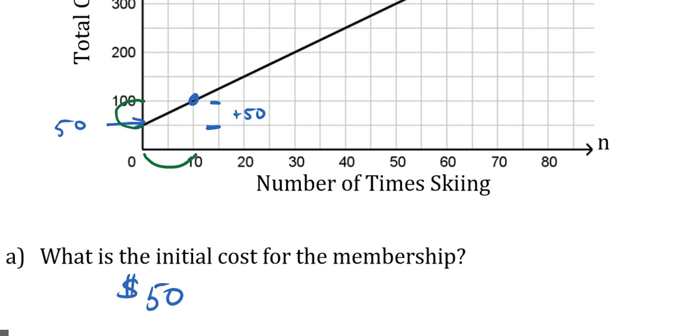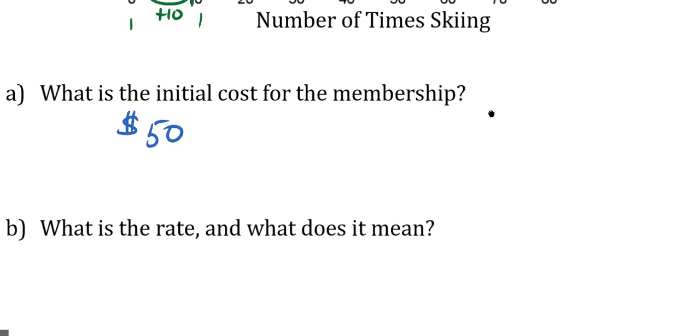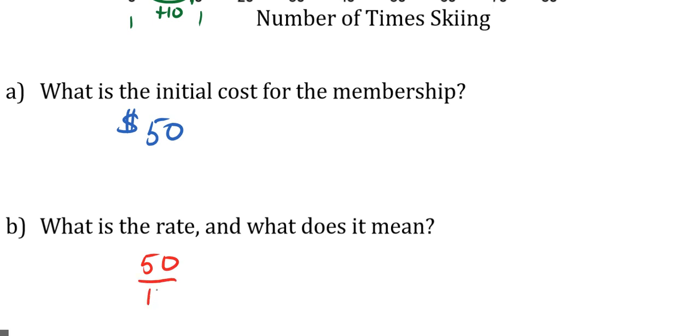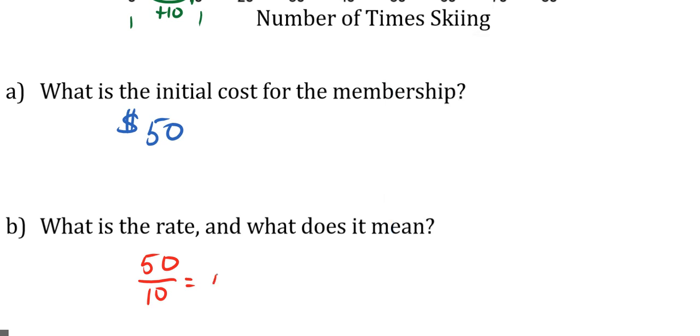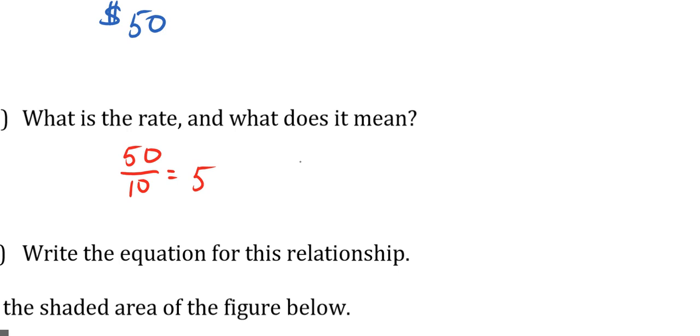And I went from here to here, was adding 10, because it started at 0 and it ended at 10. So that means I did an increase of $50 for 10 times skiing. So I divide to see how much it was per one, right? If it was $50 for 10, how much is it for 1? 50 divided by 10 gives you 5. So the rate is $5. And that's $5 per time skiing, or per outing or per day. Whatever you want to say would be fine.